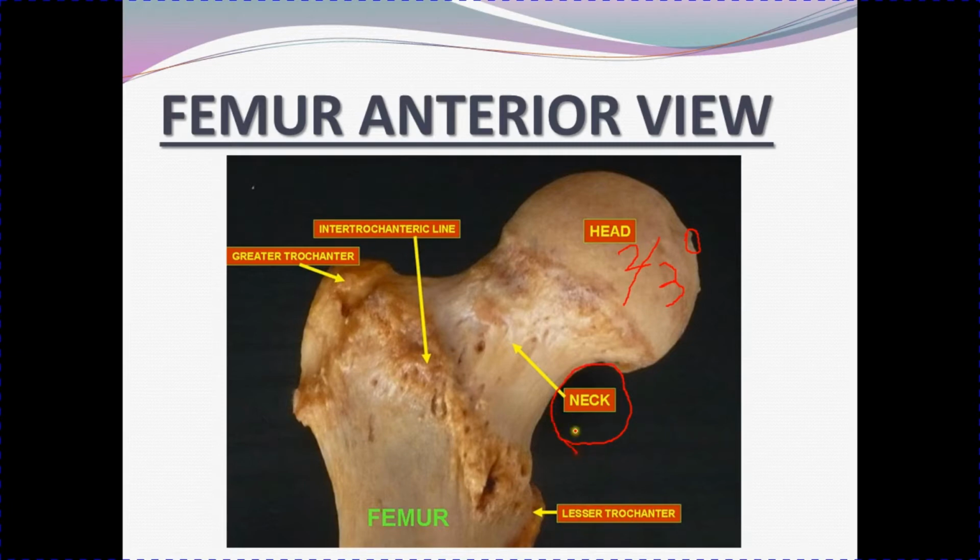The neck connects the head with the shaft. It has an anterior surface and a posterior surface. It has an upper border and a lower border. The neck meets with the shaft anteriorly at the intertrochanteric line. You can clearly see the intertrochanteric line.